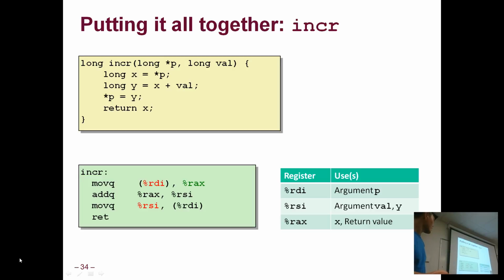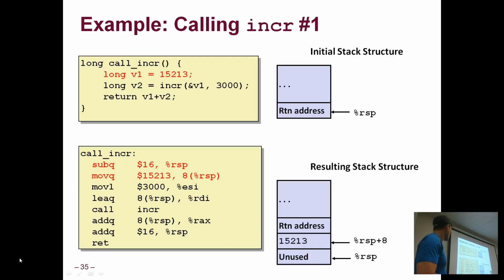Then you add RAX to RSI. That's what this RSI is, val. RAX has X in it. And so that's RSI is now a Y. And then you move Y into star P, which is parentheses RDI. So this assembly code, and because this is such a simple function, you see that there's no frame management going on. Okay. And then we have a outer call.